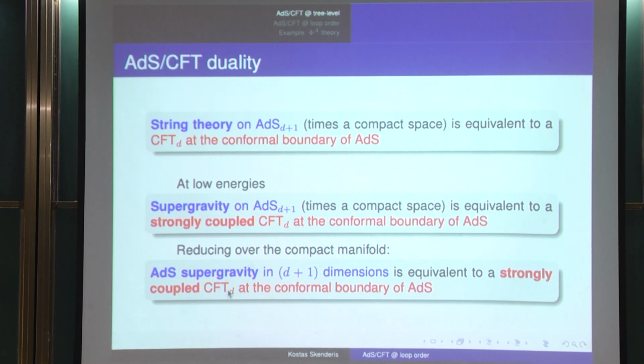Now, of course, despite a lot of work over the last 20 years, we understand very little about how to exactly solve string theory in AdS, except in very special cases. So we're not going to discuss that.